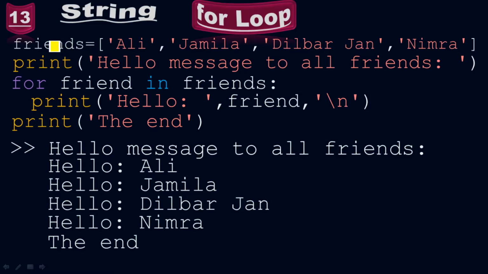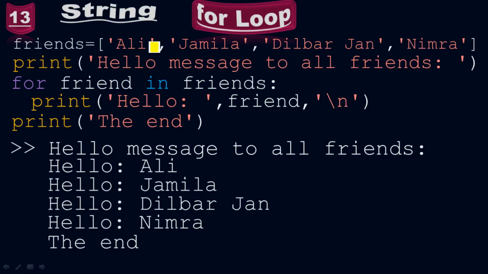Look, friends is the variable name. It is just the identifier, it is the variable. It is just the name which I give, friends here. It is the list of the friends: Ali, Jamila, Dilbarjan, Nimra. These are just the names of the friends.